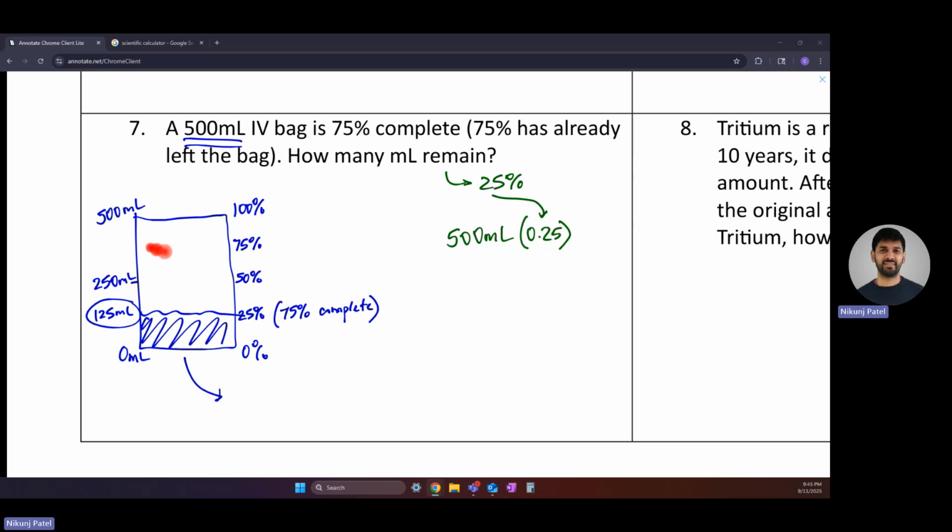It would have led you to 375, which would have been your answer, but that's not correct. 375 left the bag. What remains is 500 times 0.25, or 25% of 500, which is 125. That's why this visual is helpful, because you don't make a mistake when you can see what's going on.